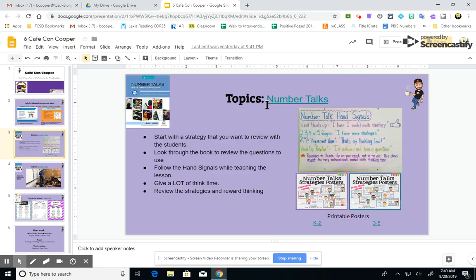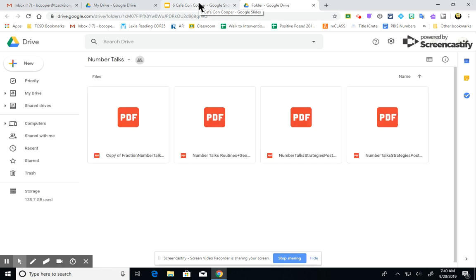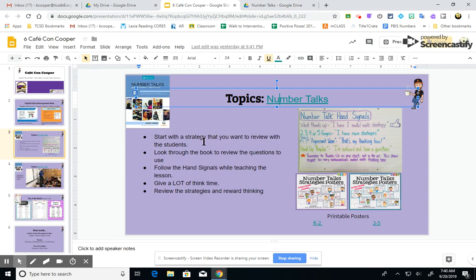Number talks. All right, so if you don't know what number talks are, they are awesome. I can't rave on them enough. Here's a nice little link to some different strategies and some helpful hints for number talks, including these posters, which are phenomenal. I'll show you those in just a moment. So what is a number talk?